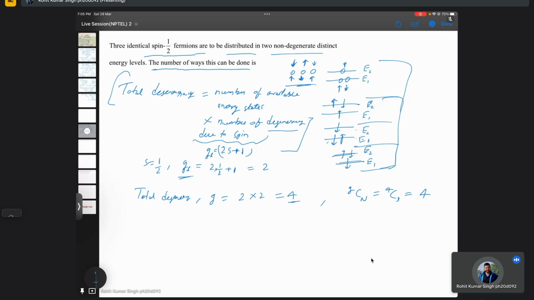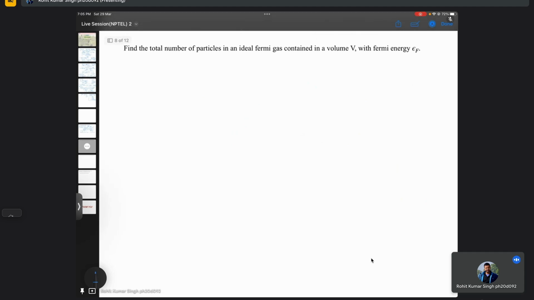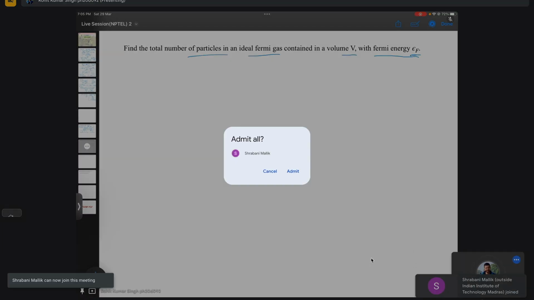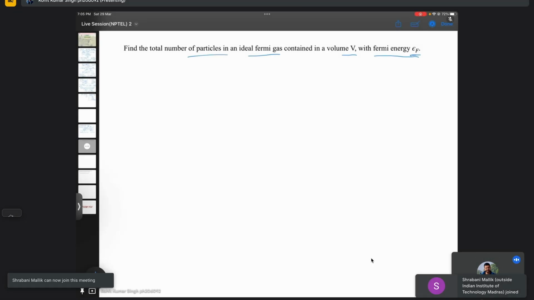So let's move to the next problem, if you don't have any doubt here. Now the problem says: find the total number of particles in an ideal Fermi gas contained in a volume V with Fermi energy EF. So the Fermi energy is given. We know what Fermi energy is, right? We just discussed it.